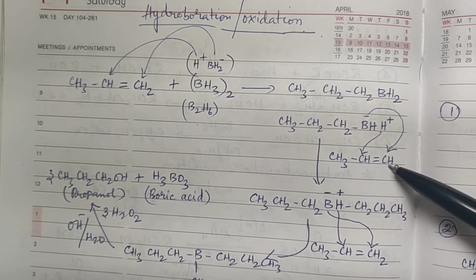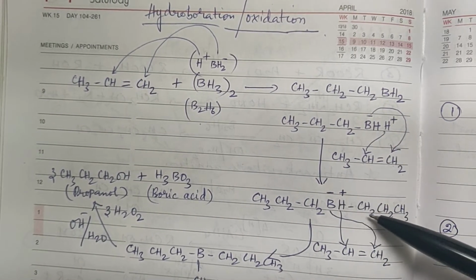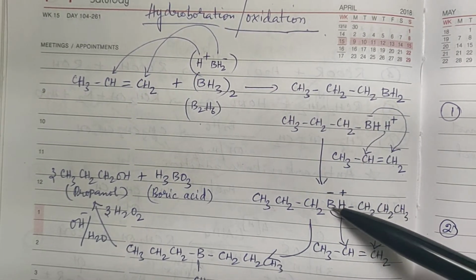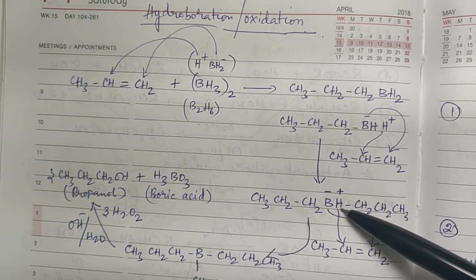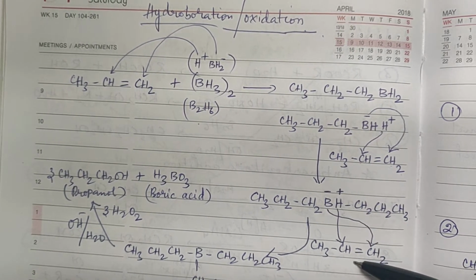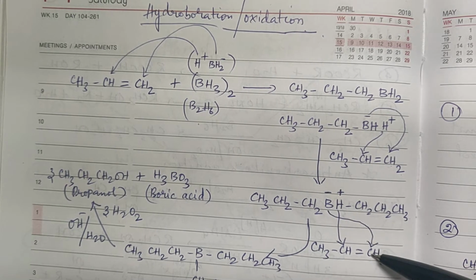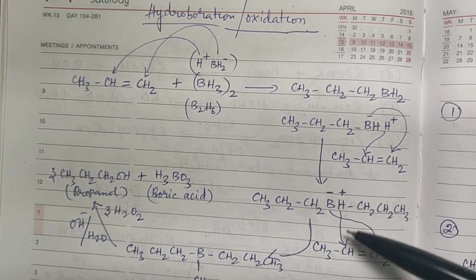And now the CH2 has BH attached, and this CH2, CH2, CH3 was already there. Now again B is attached to hydrogen, right? So one more molecule of propene can be added. Now again here this B minus will get attached to the carbon having more hydrogen. So this will get attached to this, and this H plus will go to this.